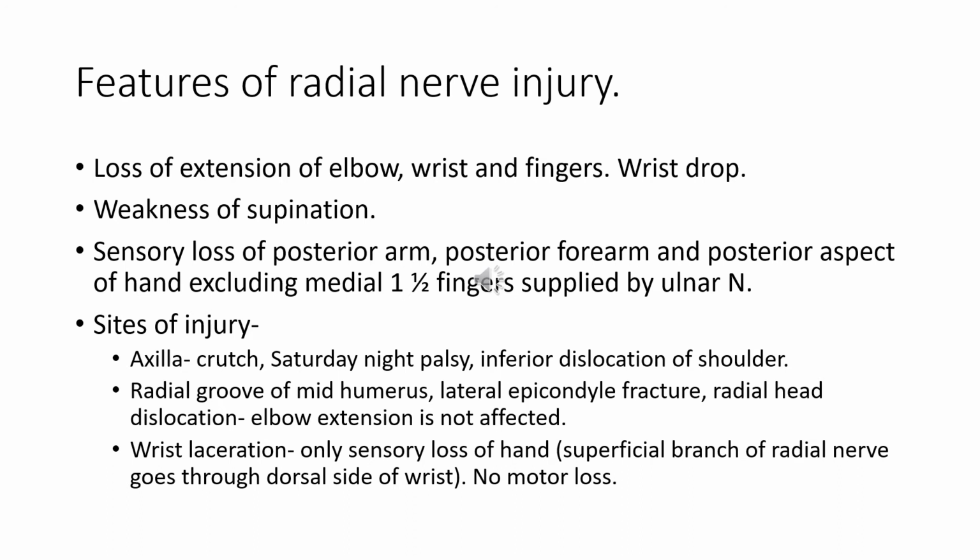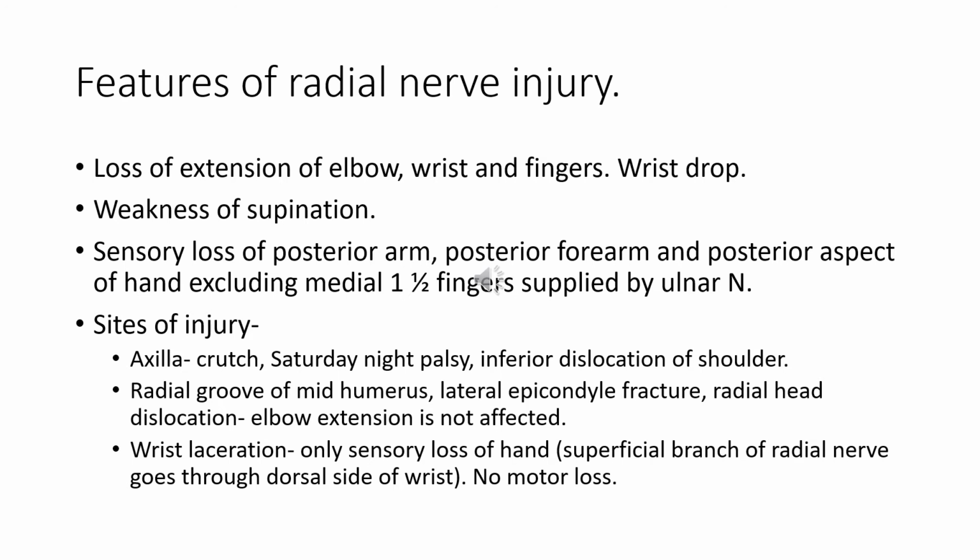Features of radial nerve. Radial nerve supplies the muscles of the posterior compartment. So the main feature is loss of extension of elbow joint, wrist joint, and fingers. The classic sign is wrist drop.